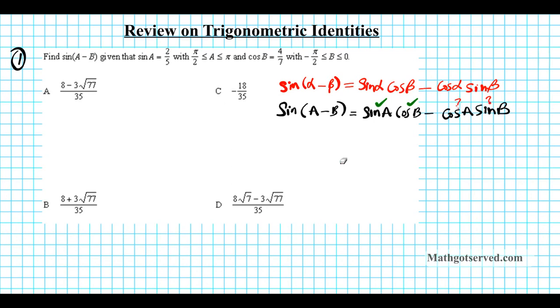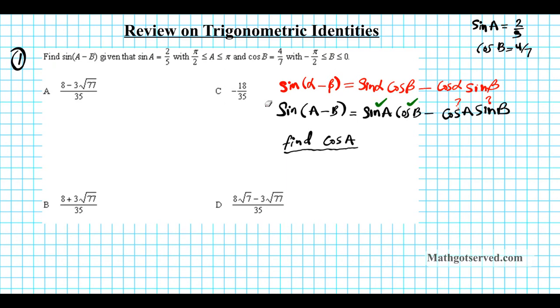Alright? Okay, so we can make a list up here of the things that we have. We have sine A is 2 over 5, and then we also have cosine B being 4 over 7. So we have to find the other two. Okay, so let's start off by finding cosine A first. Now, how do we find cosine A?